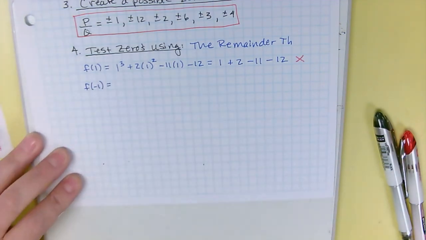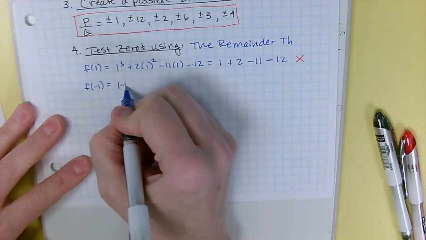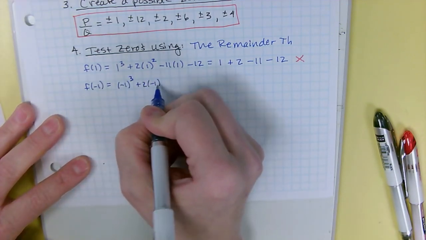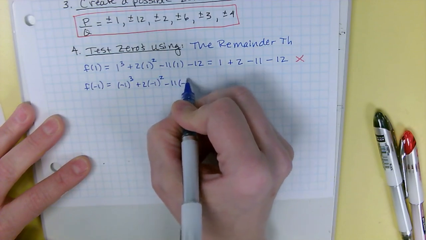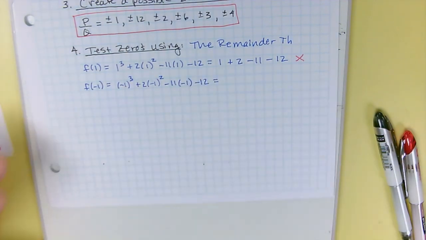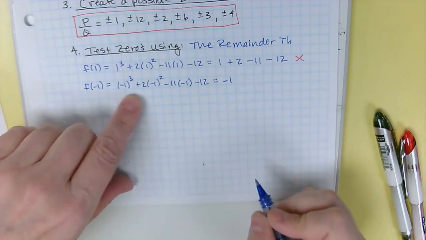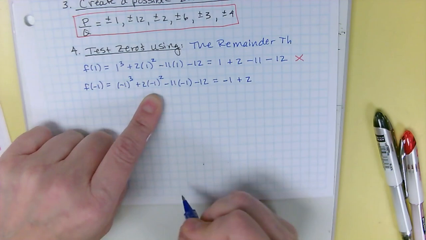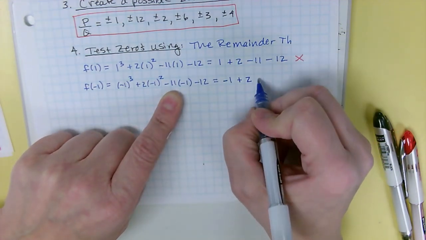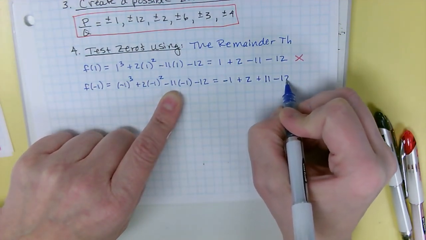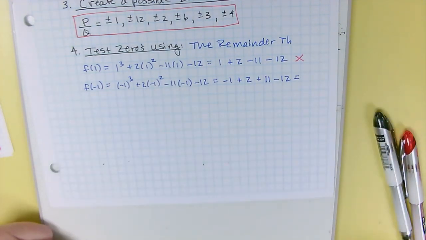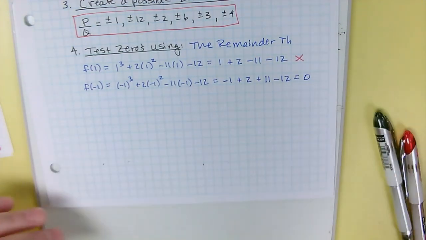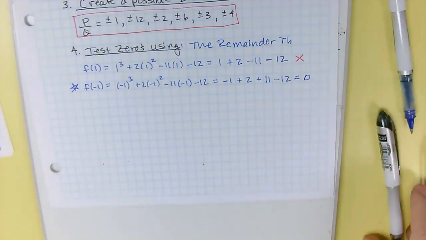All right, so now we're going to do f of -1. So -1 cubed plus 2 times -1 squared minus 11 times -1 minus 12. And do powers before you multiply. -1 cubed is -1. -1 squared is +1, times 2 is 2. -11 times -1 is +11. And then minus 12. And this one actually does work. I get a remainder of 0. So we have a winner.